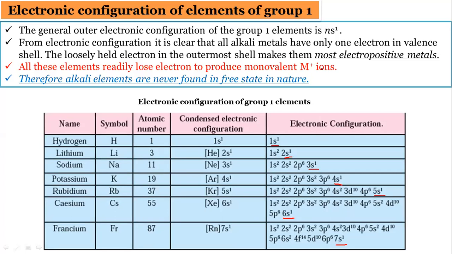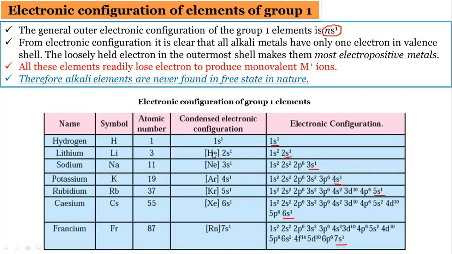So the general electronic configuration we can write for the group 1 elements is ns1, and similarly for the group 2 elements it is ns2. For the group 2 elements it is ns2, remember. So it is very easy to remember the general electronic configuration. From this table we can get a brief idea about the condensed electronic configuration. I discussed this condensed electronic configuration in the previous chapter, the structure of atom, how to write the condensed electronic configuration.